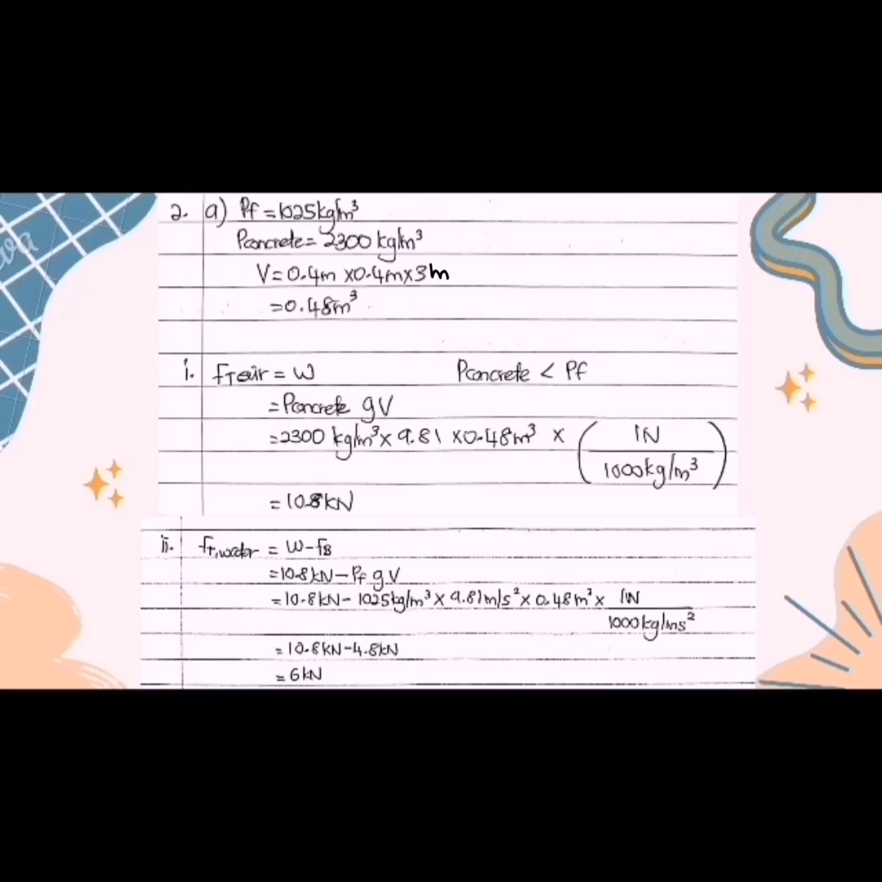Determine the tension in the rope of the crane when the concrete block is suspended in the air. The density of concrete is greater than that of the fluid. The weight in air is W equals to density of concrete times gravity times volume, which is 2300 kg per meter cube times 9.81 times 0.48 meter cube times bracket 1 N equals to 1 kg meter per second square over 1000. The answer is 10.8 kN.